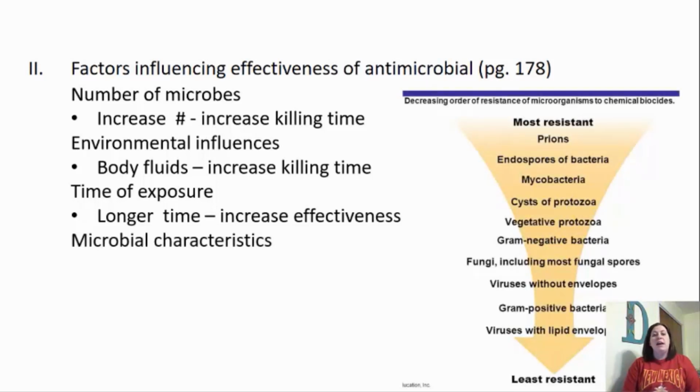Another thing is the characteristics of the microbe itself. And so when we look at these, microbes are kind of in a hierarchy. Some are more susceptible to antimicrobials than others. These include things like viruses with lipid envelopes, gram-positive bacteria, viruses without envelopes. These are all very susceptible to lots of types of antimicrobials, but others are more resistant, like endospores are more resistant as well as the prions.